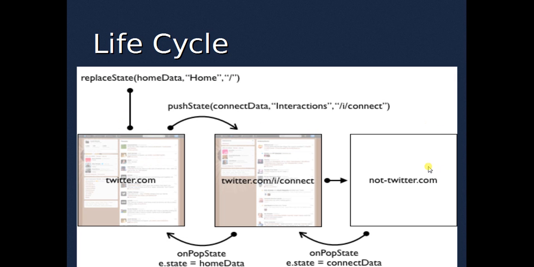The same thing happens if you go to some other site, like from twitter.com, and then come back, the pop state is still triggered. So if you first visit the home page, then the connect page, then go to some other site, and click on the back button, similar stuff will happen: the pop state event is triggered, and the connect data, the second page, is there. Here the connect data is triggered because this particular state has connect data as its e.state value. I'll explain with the demo later, that will be more clear.